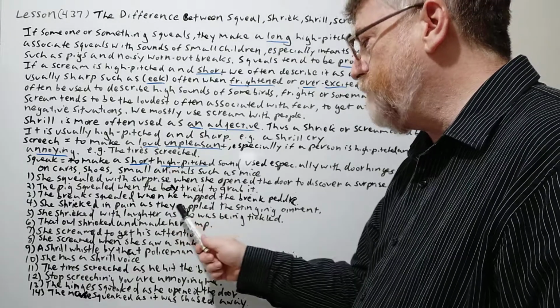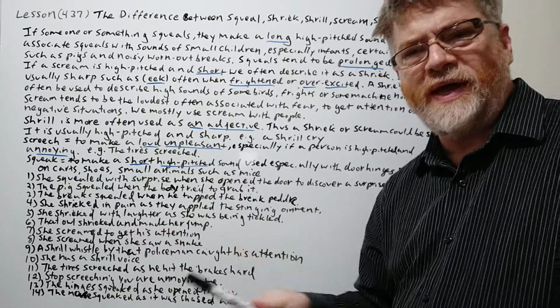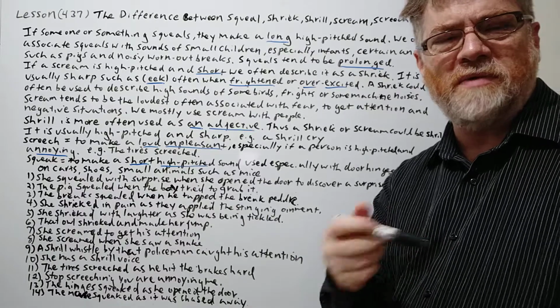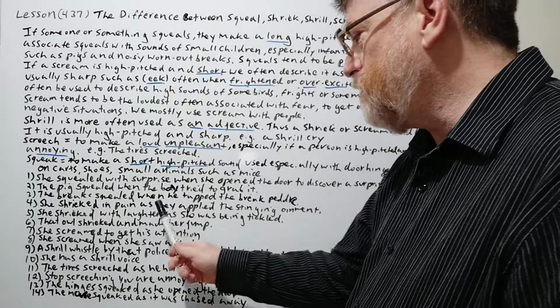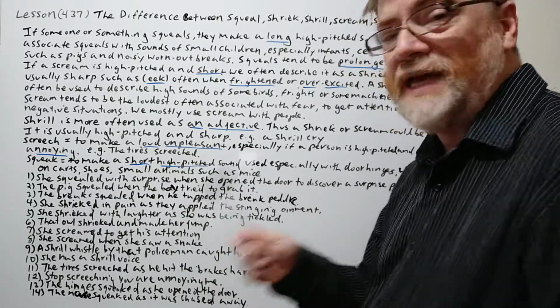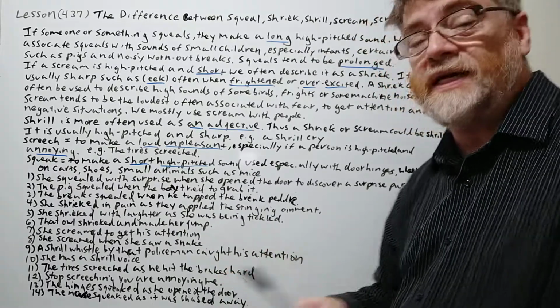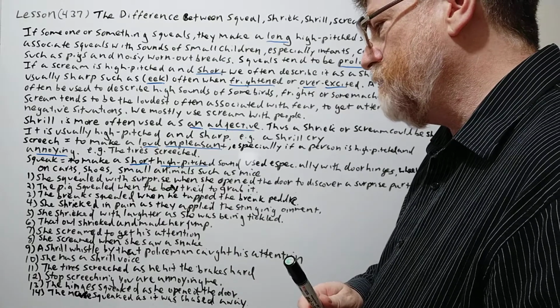She shrieked in pain as they applied the stinging ointment. So fear, pain, maybe they put the ointment on and it hurt. Maybe there was some infection there. Okay, good. She shrieked with laughter. So it could be the opposite way too, like excitement or laughter. She shrieked with laughter as she was being tickled. Okay, all right, let's continue.